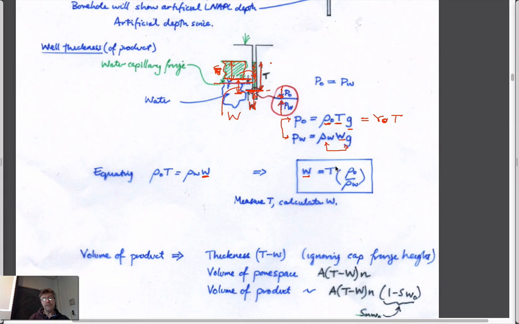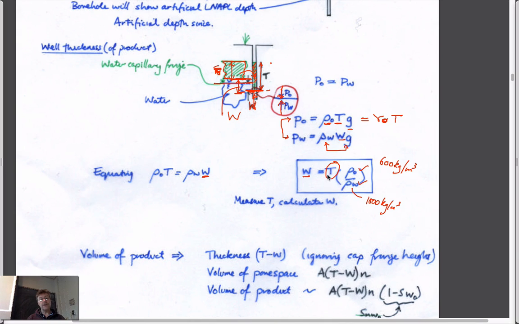All this simple ratio says is that this W, this height here, we can calculate if we measure the depth of the free product in the well, and if we know something about the relative densities of these. Density of water is 1,000 kilograms per cubic meter. What's gasoline? Is it 600? I'm not sure. Something of that order. Certainly it floats on water, we know that. I don't know if it's as low as 600, but it's of that order.